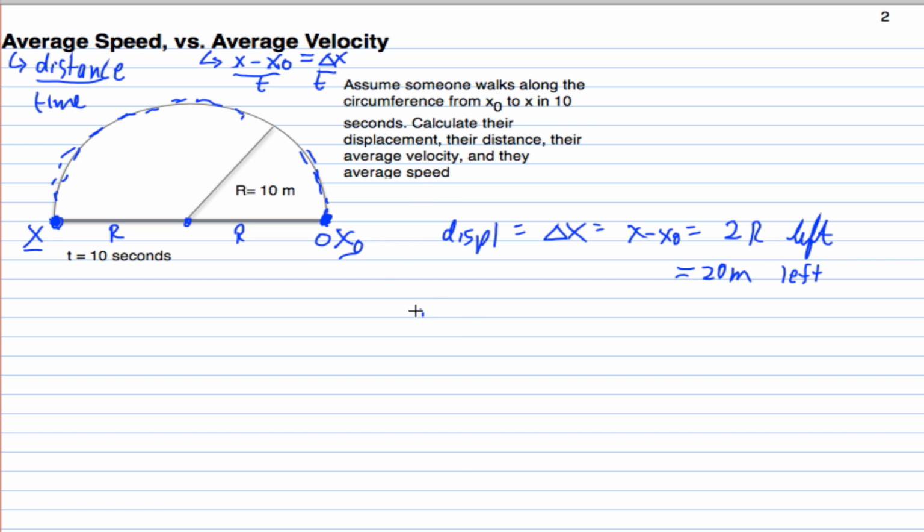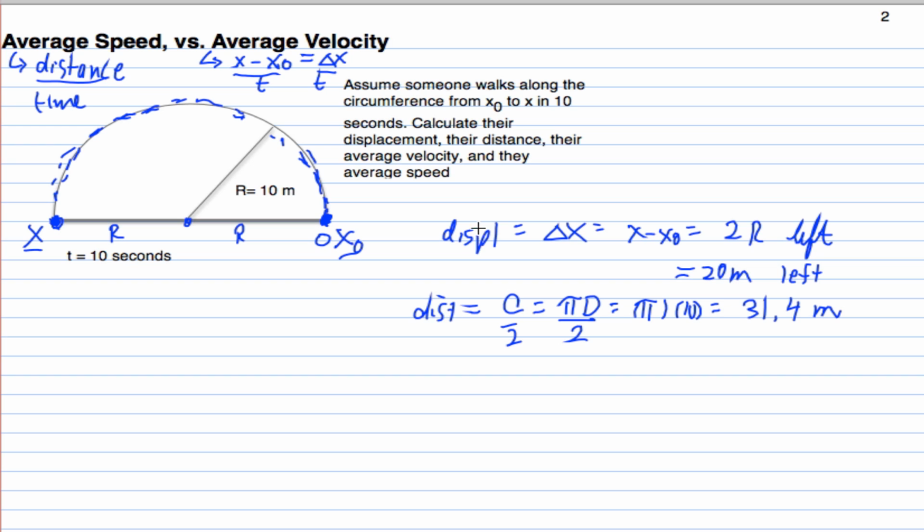Now, to get the distance covered, that's actually the length of the actual path that I cover as I walk around the semicircle. So that's going to be half a circumference. So that's going to be pi times the diameter divided by 2, and that's going to end up being pi times 10. So that actually works out to be 31.4 meters. I don't care about whether it's left or right. I only care about the direction.